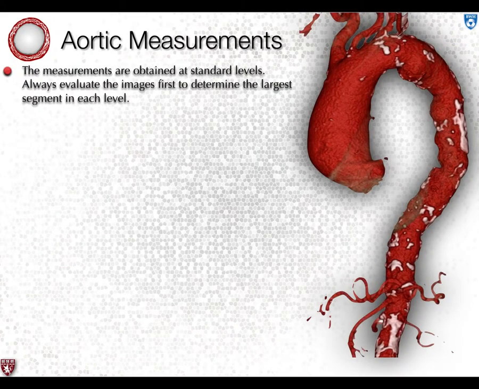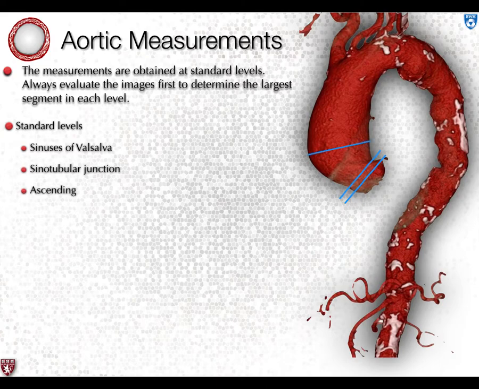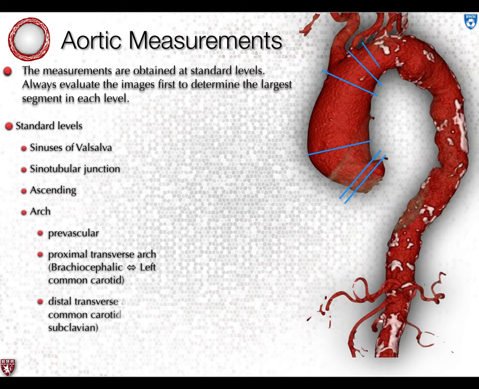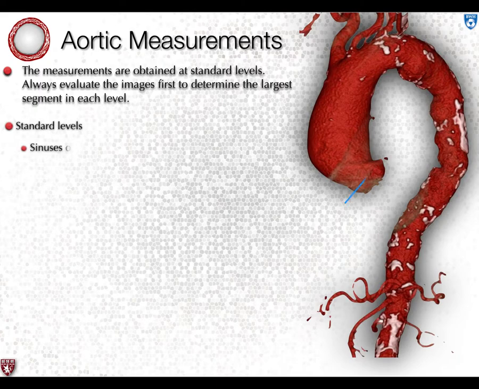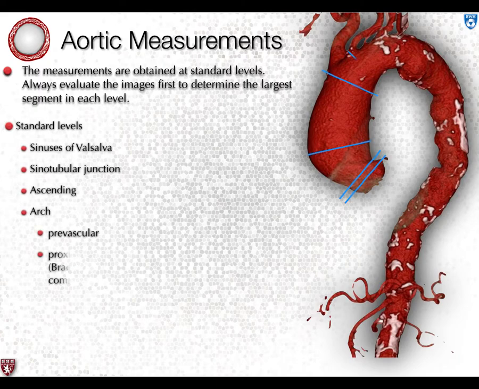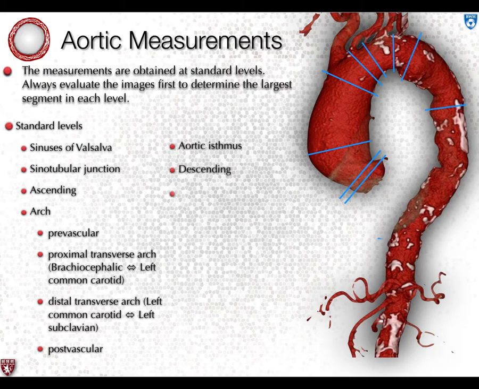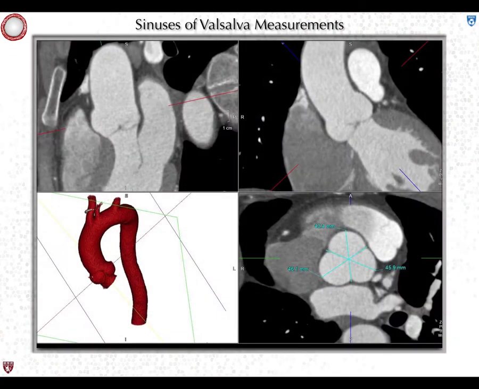If we look at aortic measurements, we always obtain the measurements at standard levels, and we teach you how to do that when you come on the rotation. These are the standard levels that we use: sinotubular junction, ascending aorta, and at every specific level we measure where the aorta is the biggest in that level. Descending, aortic hiatus. The aortic hiatus is a good level to measure because it's the least likely level to become aneurysmal. So you can use that as an internal control when patients don't fall on the body surface area charts. We also measure both common iliacs. And the way we do the measurements is short axis to the aorta.